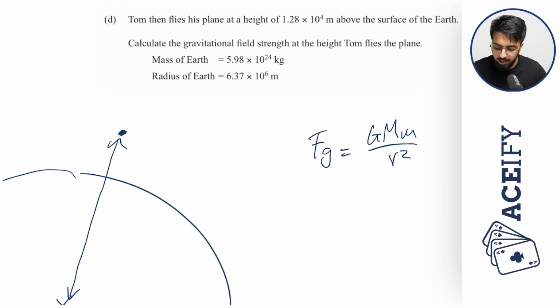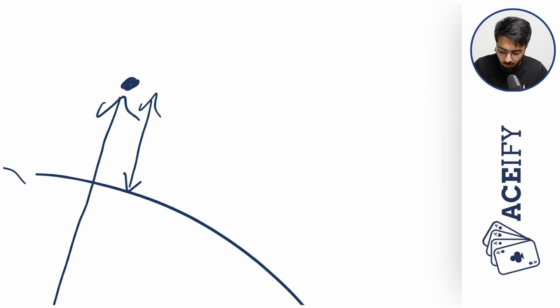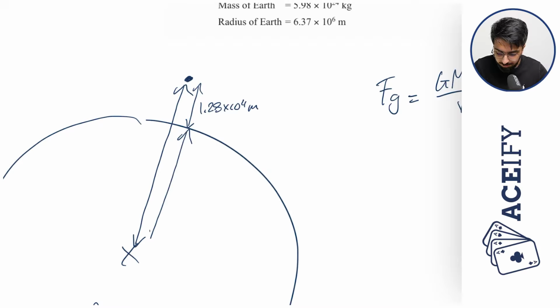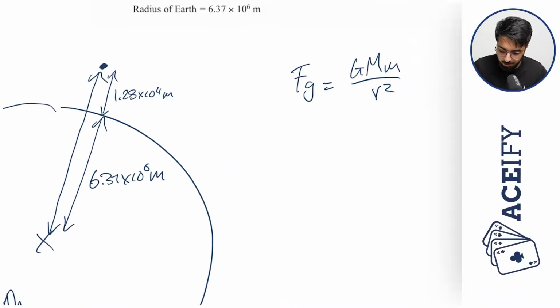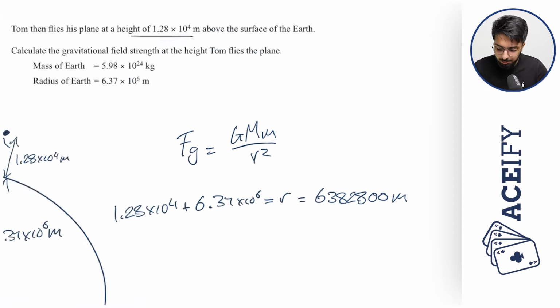In the question, we are given how high Tom flies above Earth, so we're given this distance right here, and that is 1.28 times 10 to the 4 meters. However, that's obviously not the full distance. We need to take into consideration this distance right here, and that is 6.37 times 10 to the 6 meters. We don't take into consideration the radius of Tom's plane because, again, it's a point mass. So 1.28 times 10 to the 4 plus 6.37 times 10 to the 6 is our radius, and that gives a value of 6382800 meters.